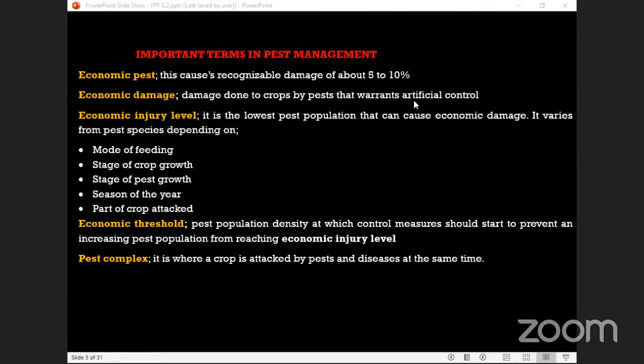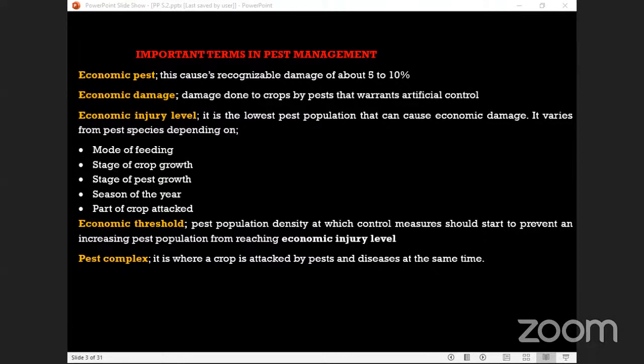pest management. Where we talk about economic pest, this causes a recognizable damage of about 5 to 10%. How do you measure this? You go to your garden, you assess how much damage has been caused onto the crops. And then we have economic damage. The other one was economic pest. This one is economic damage. Damage done to crops by pests that warrants artificial control. That calls for your efforts to control the pest. That type of damage is what we call economic damage.